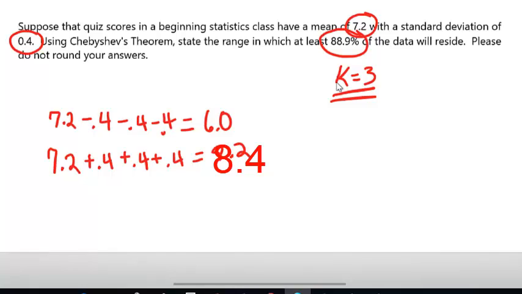So I wanted to give a little more instruction on this one because there's not an example like this in the text. In the example in the text, they give us the values and ask us to find the percentage. But it's the same idea.